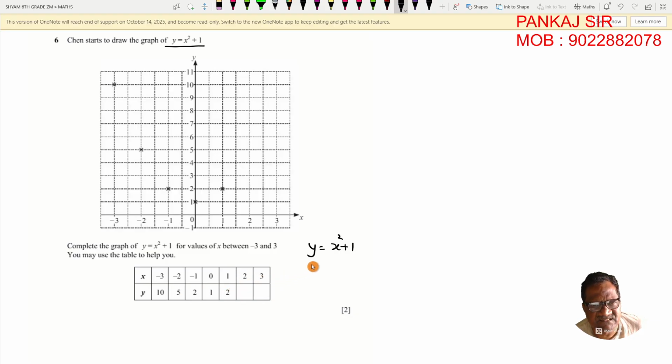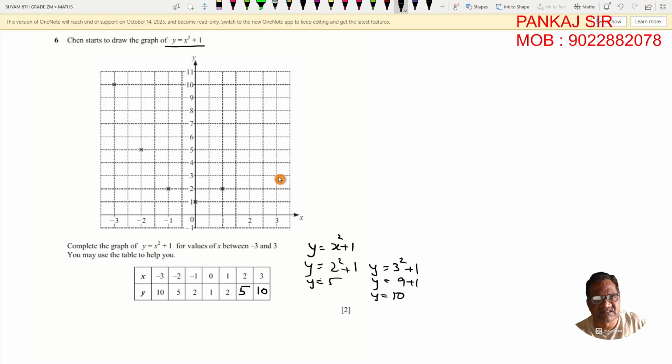So when x is equal to 2, it will be 2 square plus 1, which is nothing but 5. So your y will be equal to 5. Can I write a 5 over here? And when x is equal to 3, y will be equal to 3 square plus 1. 3 square is 9 plus 1. So y will be equal to 10 when x is equal to 3. That I can write here.